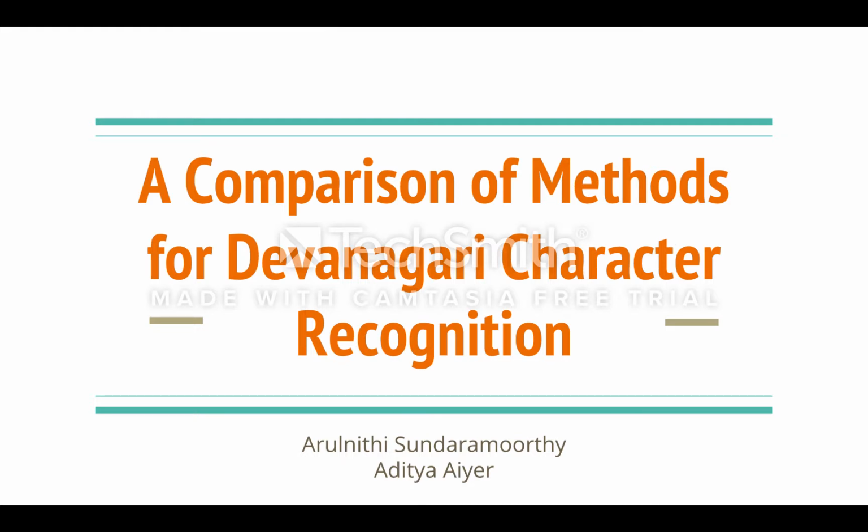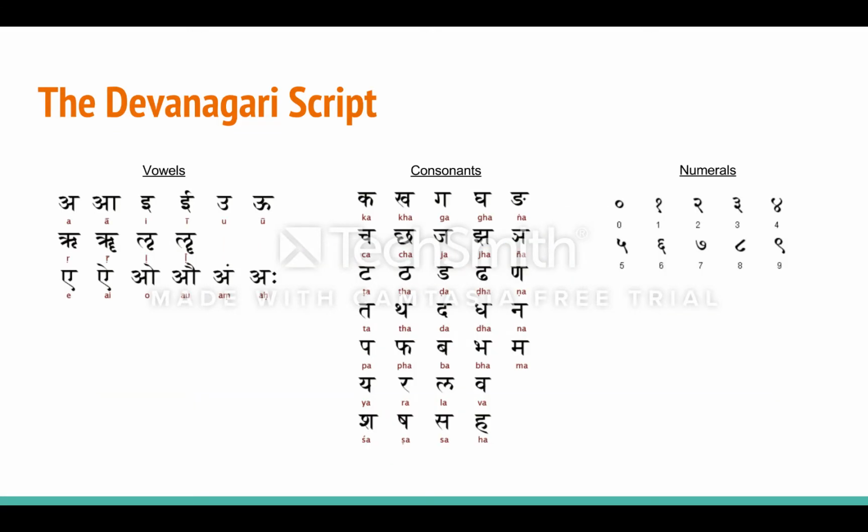Our project is titled A Comparison of Methods for Devanagari Character Recognition. Devanagari is a script associated with the Eastern languages Sanskrit and Hindi. Our project seeks to explore different methods in solving the problem of handwritten Devanagari character recognition. We talk about the different architectures we use to attempt to solve this problem and finally conclude with a comparative study of the different models.